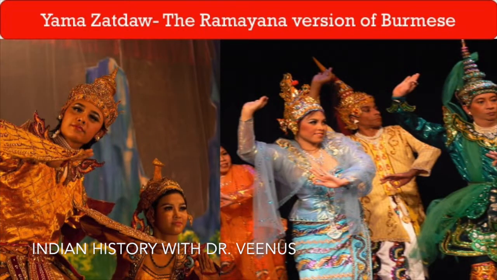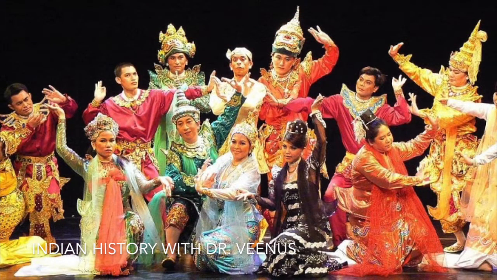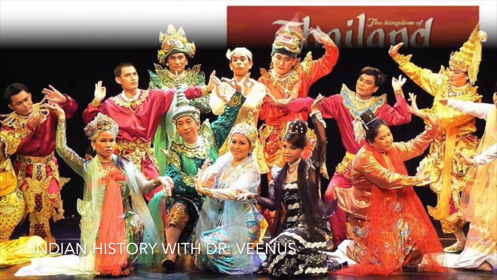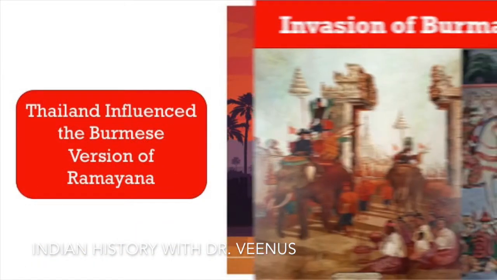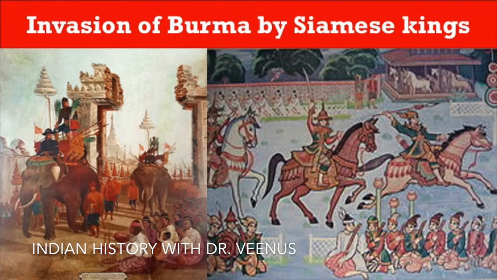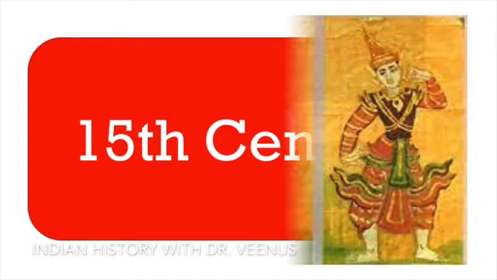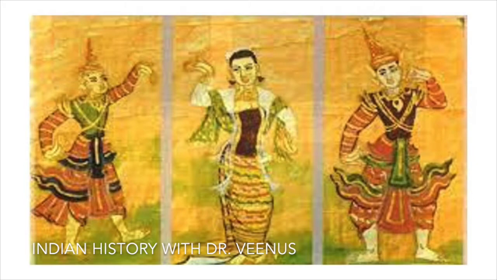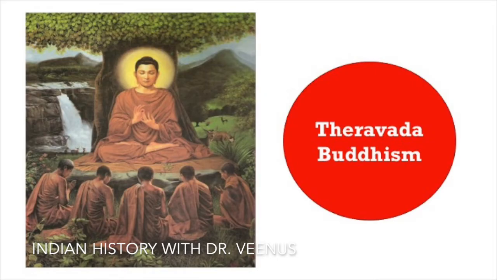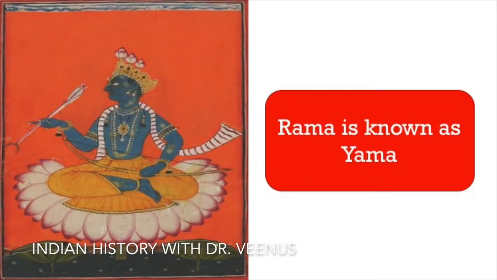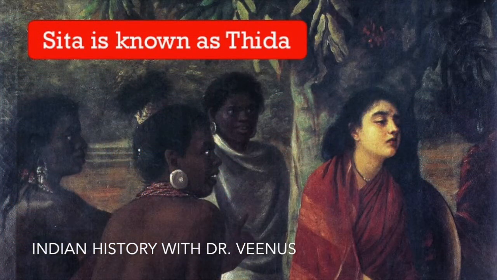Yama Zatdaw, the Ramayana version of Burmese. The Burmese version of Ramayana was influenced by Thailand due to the invasion of Burma by Siamese kings in the 15th century. Yam Zatdaw is also considered a Jataka story of Theravada Buddhism, where Ram is known as Yam and Sita is known as Thida.